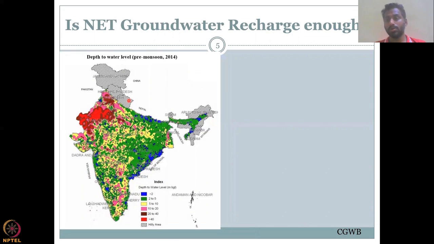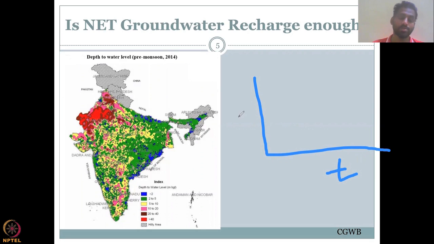So now we have looked at recharge estimates and how to do recharge, etc. What are the different methods? And then we came to models. But the important question is, is net groundwater recharge enough? Okay, what is your net groundwater recharge? So this is your time on your x-axis, and then on your y-axis, you have your H, which is hydraulic head.